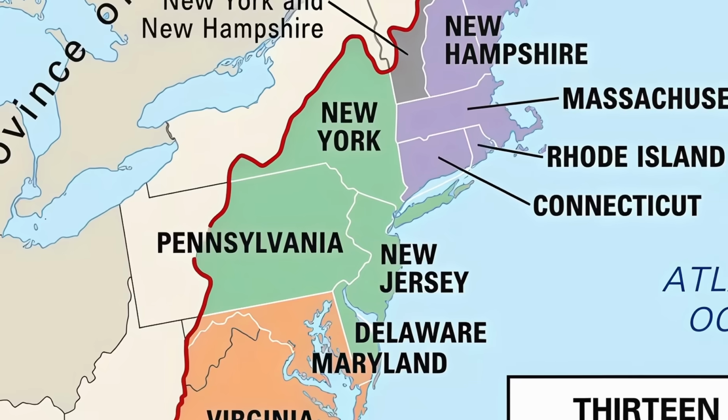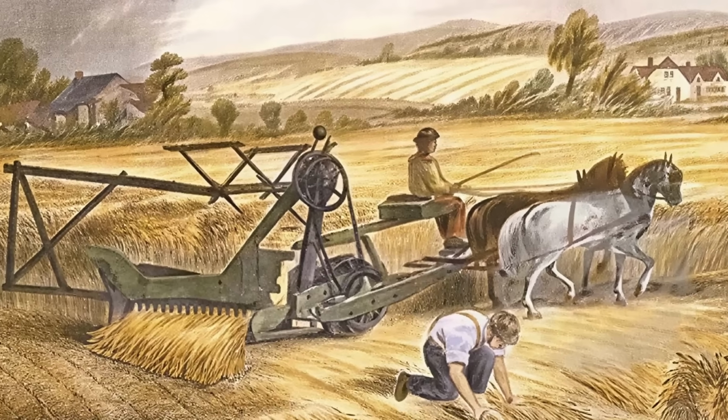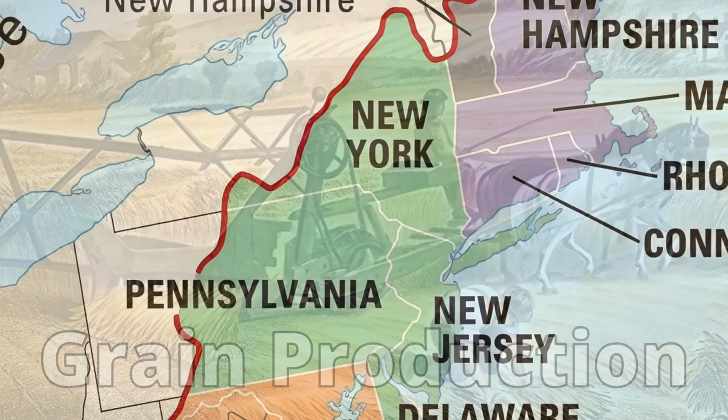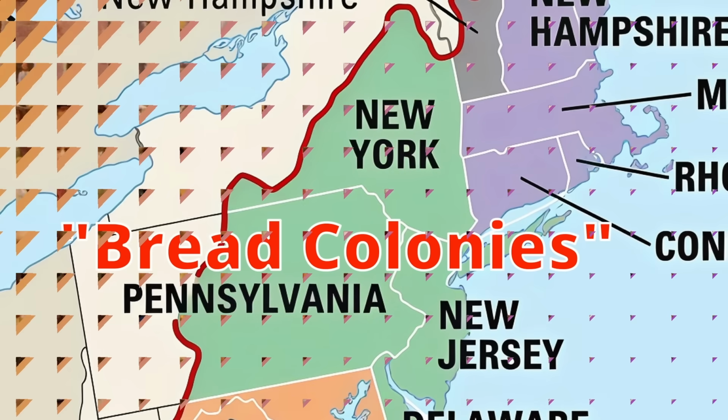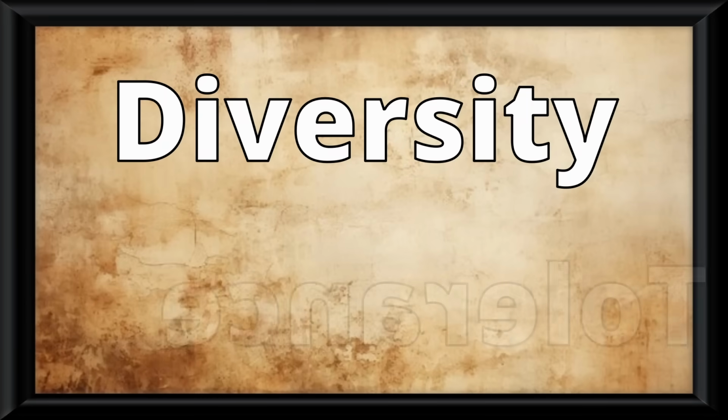Now let's move over to the middle colonies, such as Pennsylvania and New York. These ones will specifically be known for their grain production, which is why you might hear them called bread colonies. These colonies will be very diverse, with people like Germans, the Dutch, English, and many more, meaning there will be lots of diversity and tolerance.